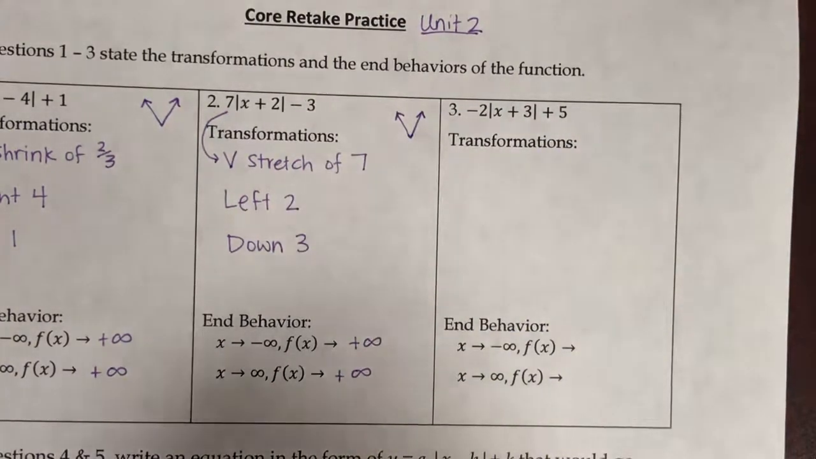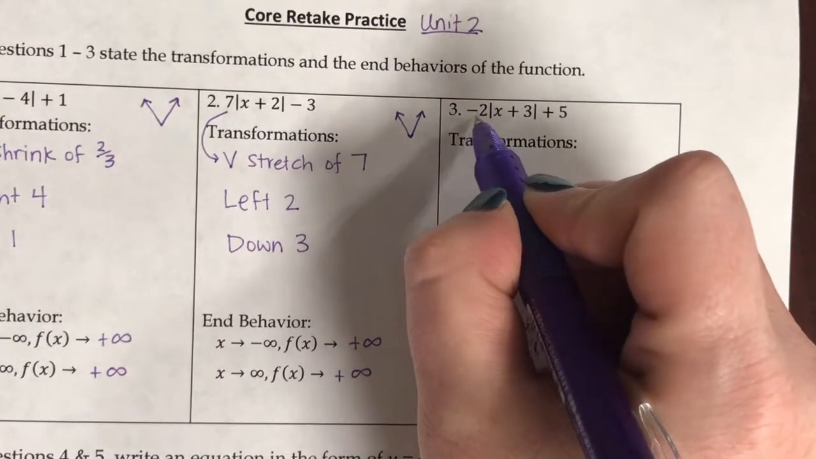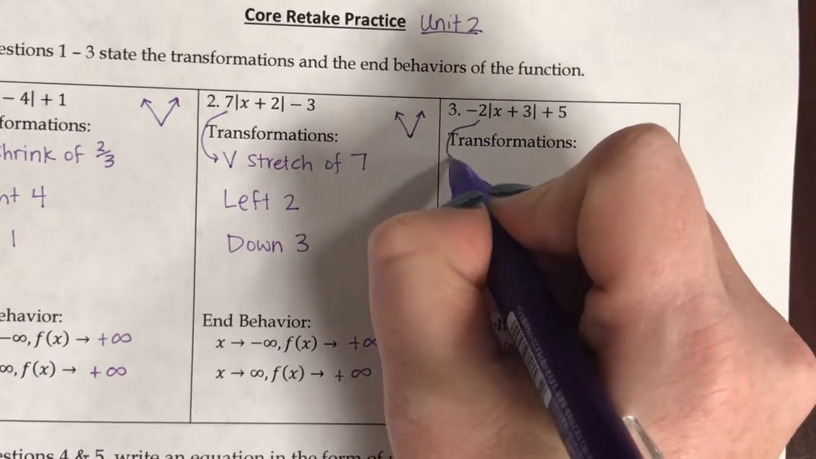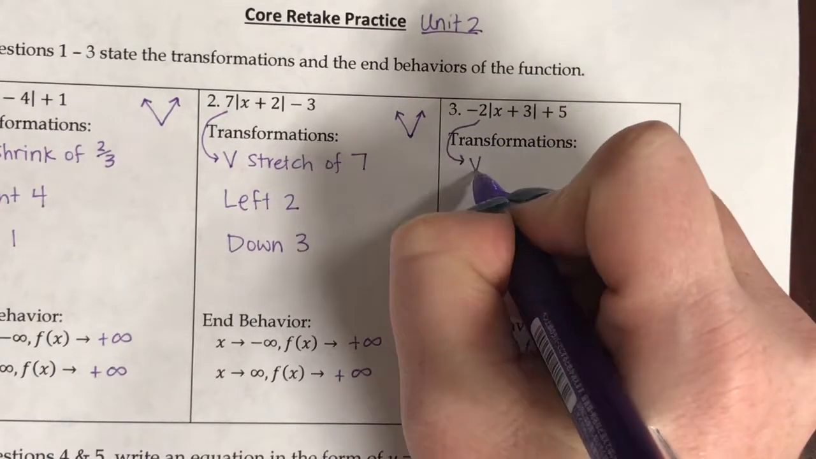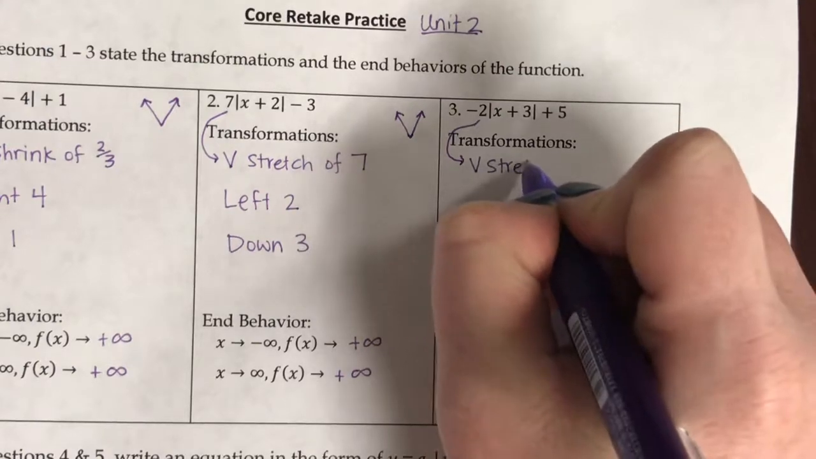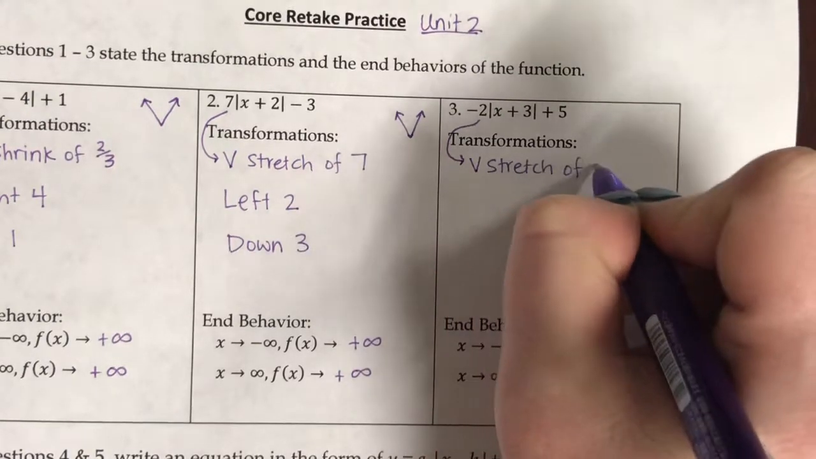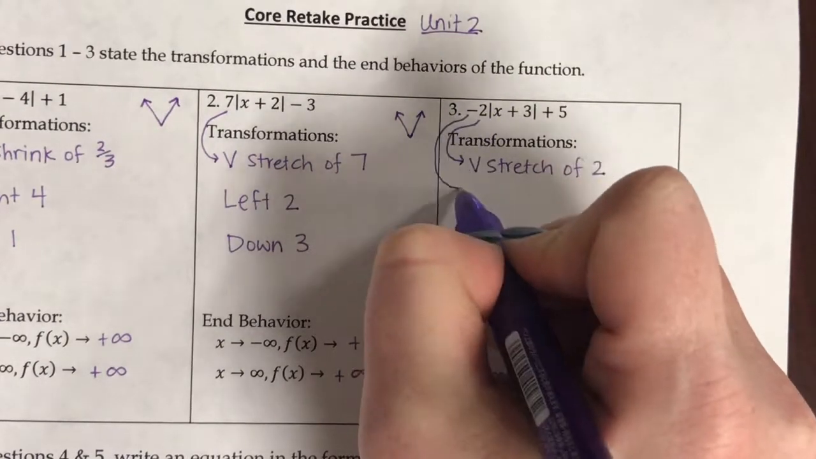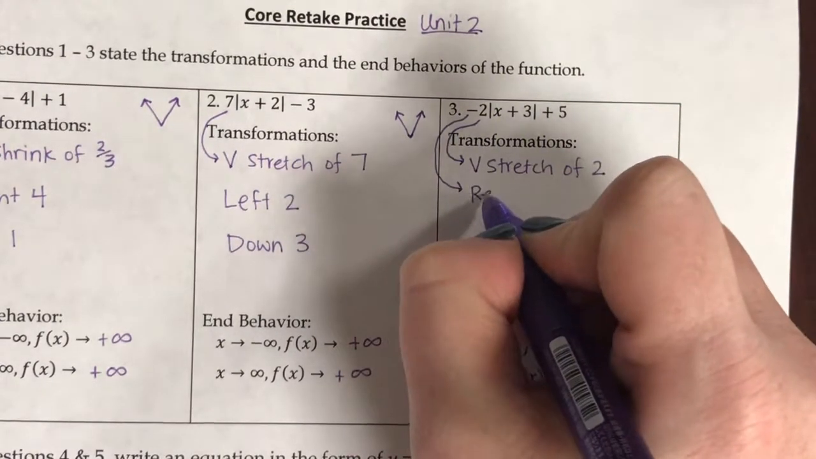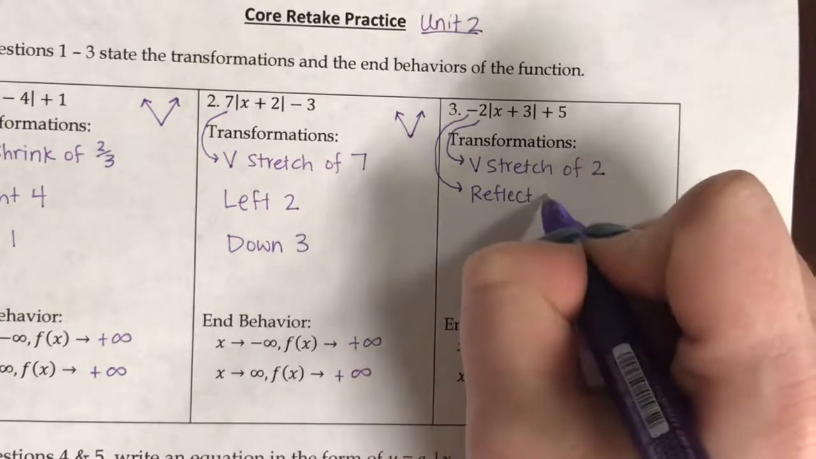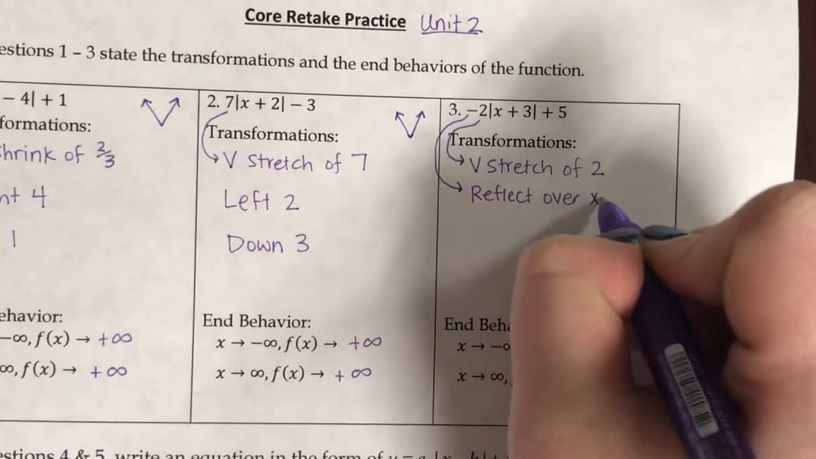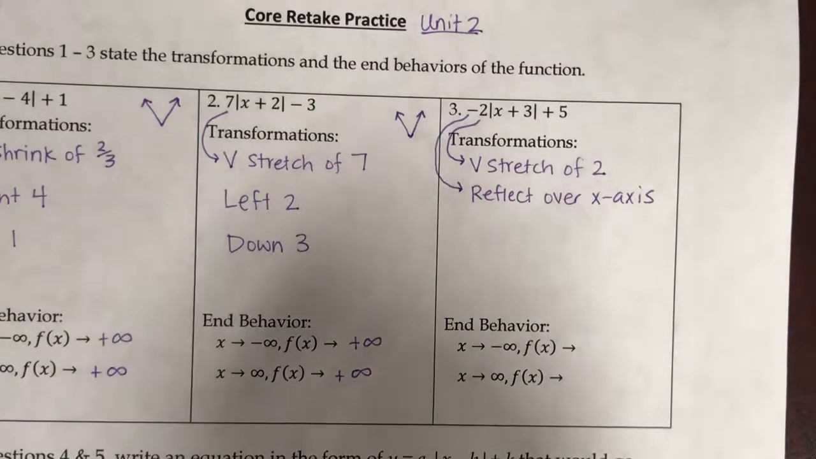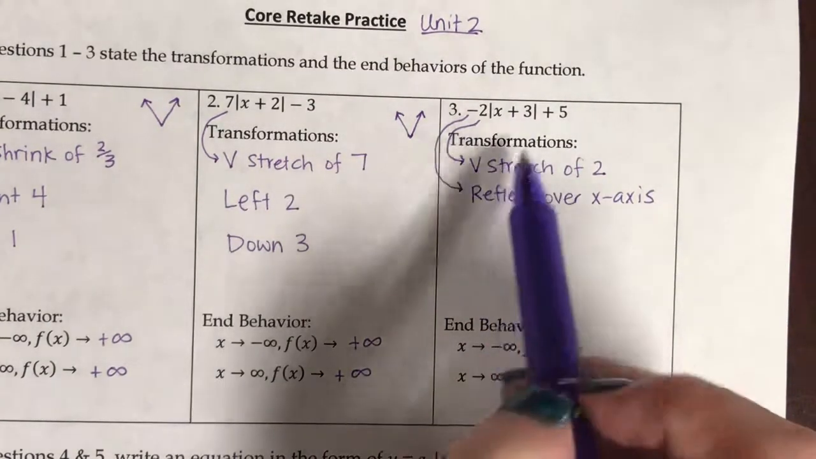On number 3, the a value is -2. The 2 is going to be a vertical stretch of 2 because that's greater than 1. The negative is a reflection over the x-axis. You have to look at those two pieces independently in terms of transformations.